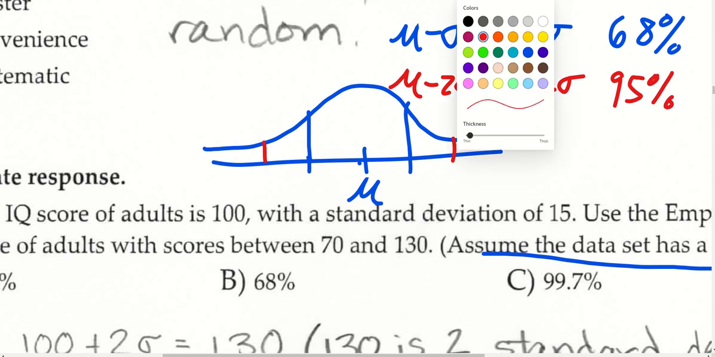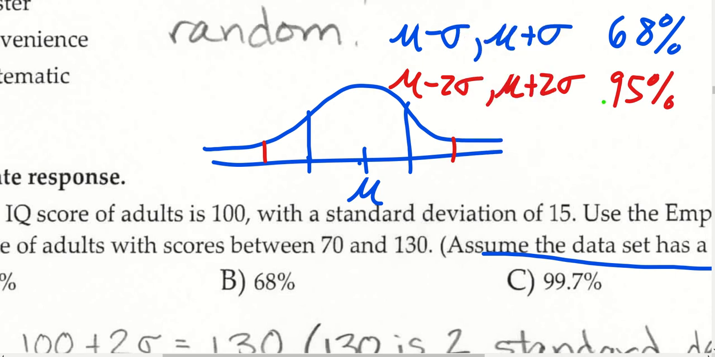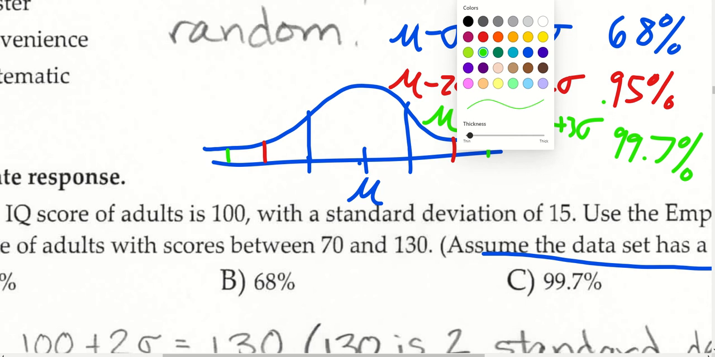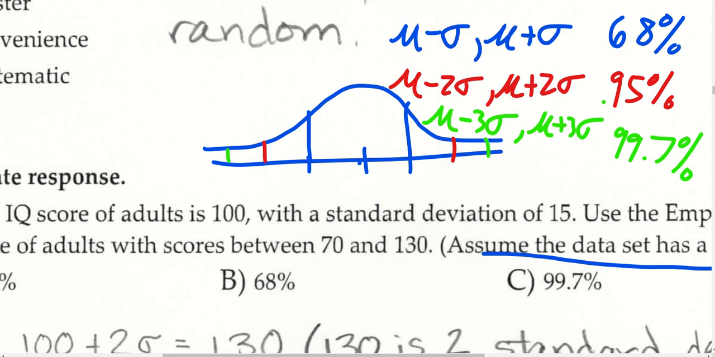And if we go one more time, 3 standard deviations to the left of the mean and 3 standard deviations to the right of the mean, then that's going to have almost all, in particular 99.7% of all of the data values lie within that range. So my advice is, if you read a problem like this and they tell you the mean and the standard deviation, just go ahead and diagram it out.